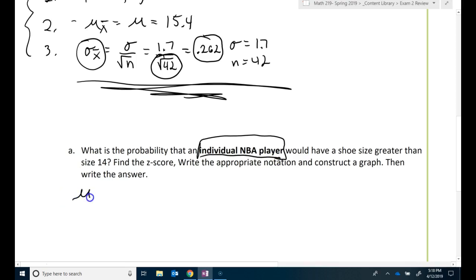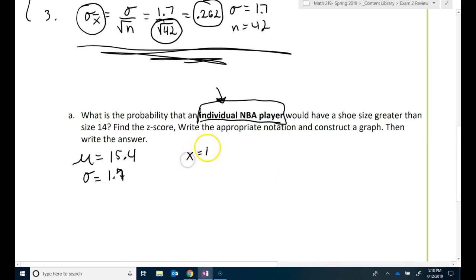So I'll write my mu equals 15.4. And remember what I said that big difference is? Sigma here now is 1.7, right? Because we're looking for the individual NBA player. And then our x here is going to be equal to 14. So our z-score will equal 15.4 minus 14 divided by 1.7, which will equal 0.824.